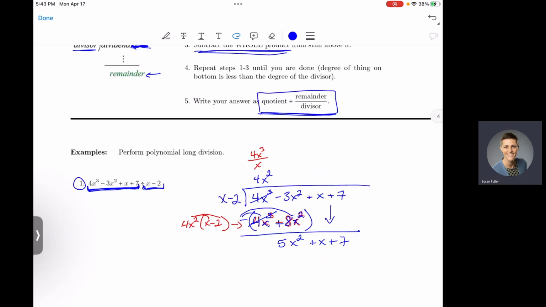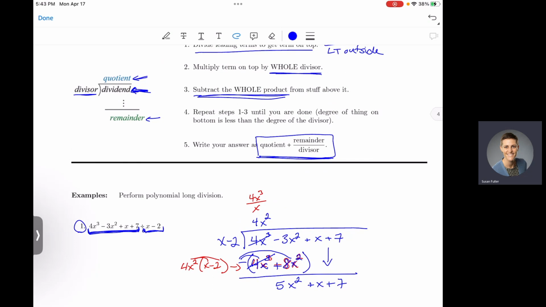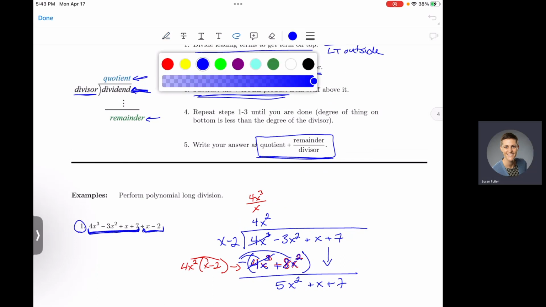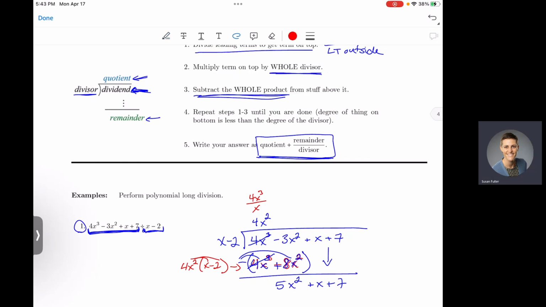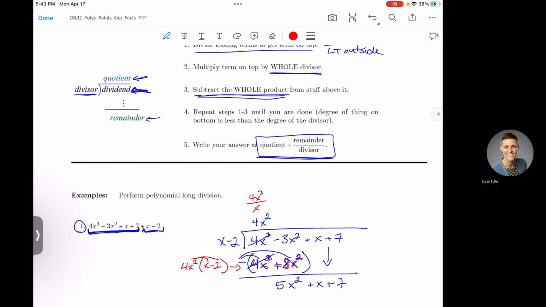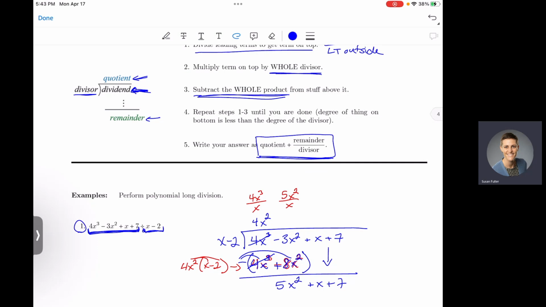That's our first round of the polynomial long division. So that's round 1. My leading term inside is now 5x squared. That can be divided by my leading term outside of x. So we're going to keep going. 5x squared divided by x, leading term inside divided by leading term outside. When we do that, we're going to get a positive 5x.